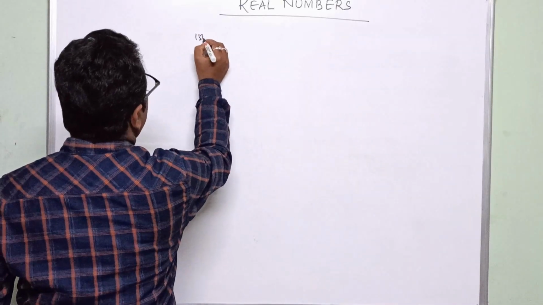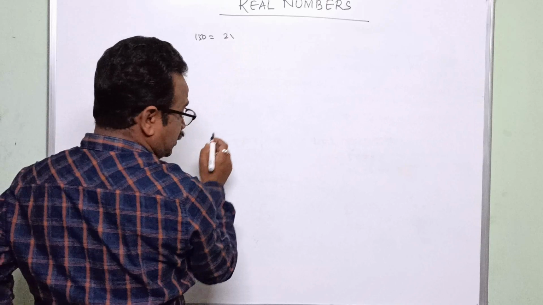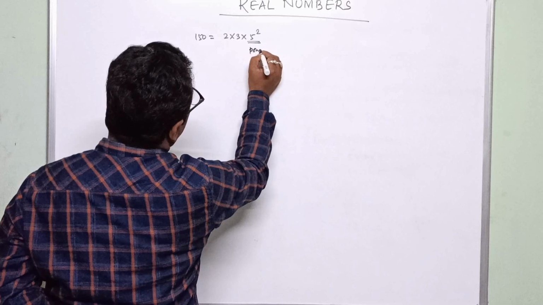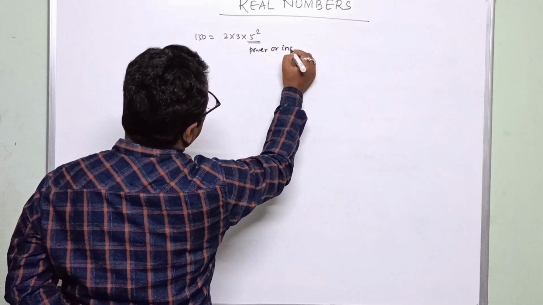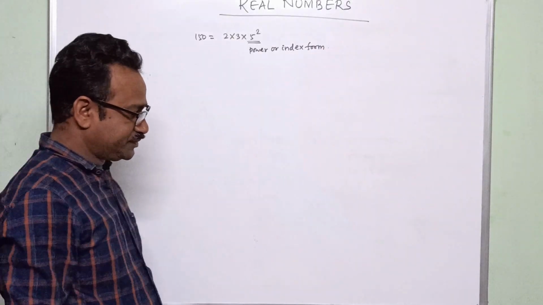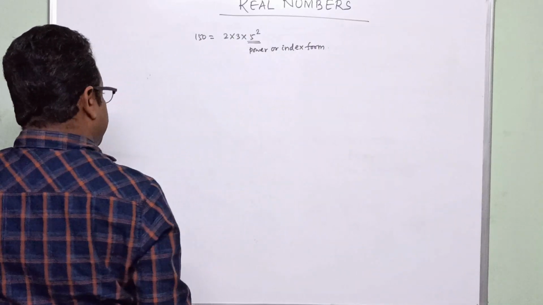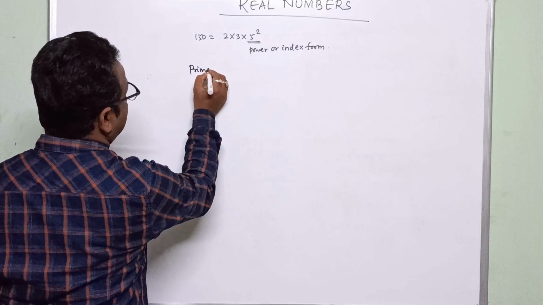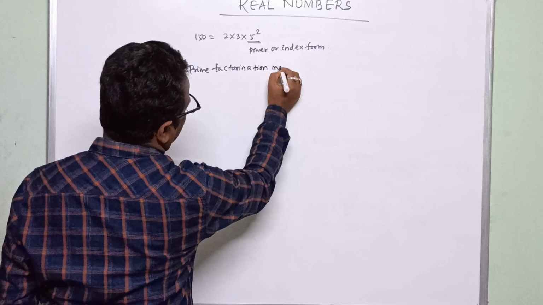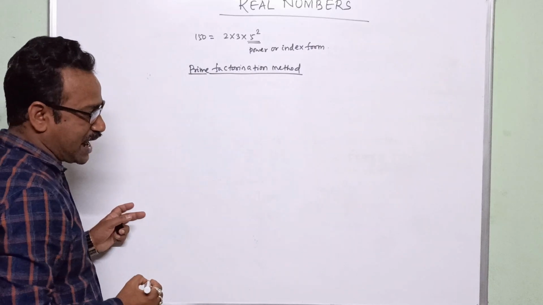So 150 is equal to 2 into 3 into 5 square. This is in power or index form. Now we'll discuss the prime factorization method. You know about the prime factorization method.